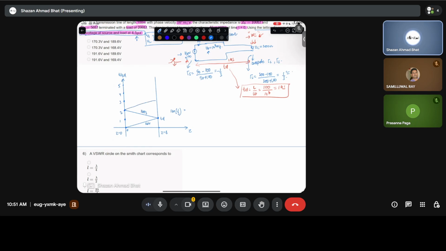Now it will again reflect back towards the load end. How much will it be? It will be multiplied by this coefficient. So it will be 160 by 3 multiplied by minus 1 by 3, which is minus 160 divided by 9. So it will be minus 160 divided by 9 volts. Now it will be reflected here.